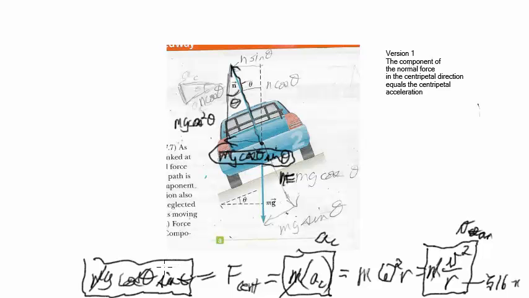And we know theta is, I think they said, 31 degrees. So we know g is 9.8, and so everything can be solved from that. However, they did not get g cosine theta sine theta equals the centripetal acceleration.